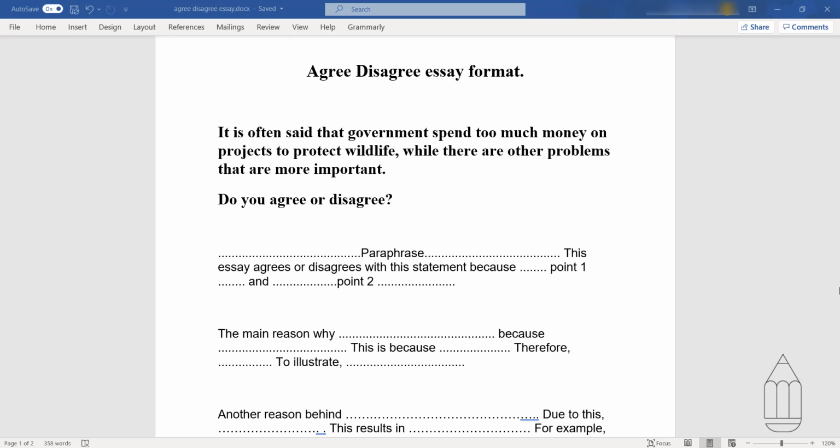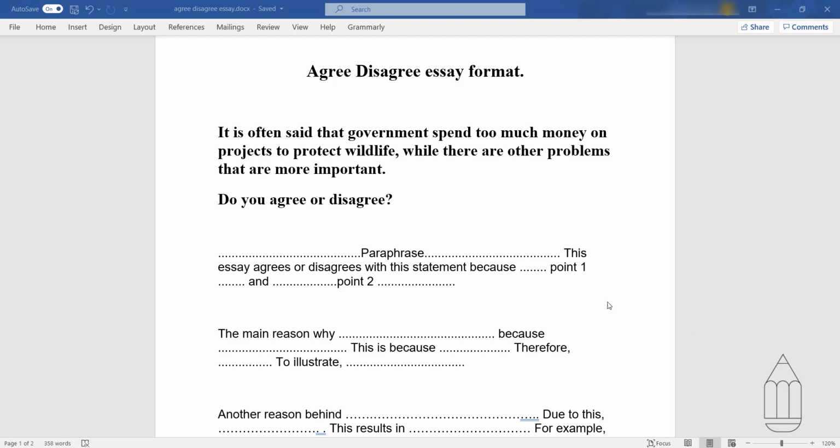So I'm going to have a look at this essay, and let's see how I prefer to approach it if an agree or disagree essay appears in the IELTS exam. So we are going to look at this sample essay. It is often said that government spend too much money on projects to protect wildlife, while there are other problems that are more important.